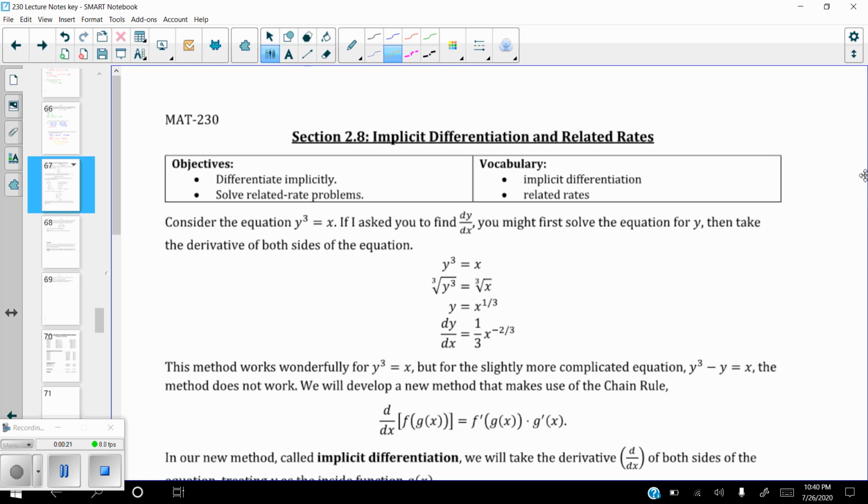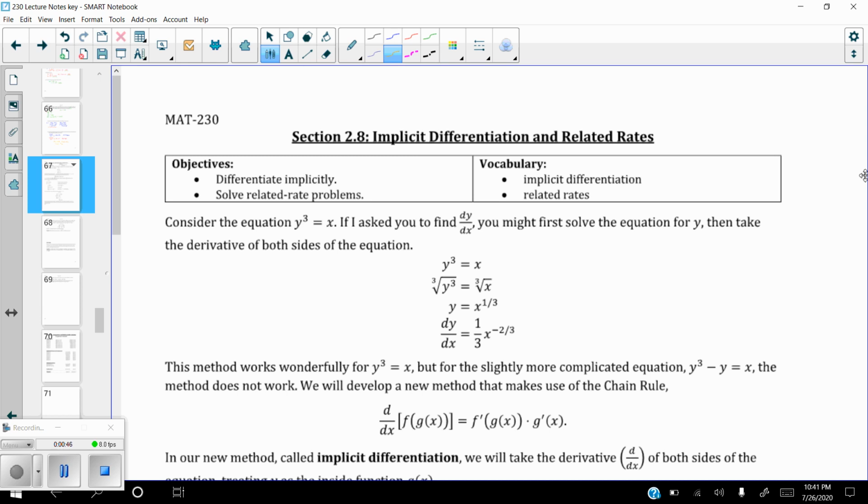Okay, so implicit differentiation, we'll get to exactly what it means, but what we've been doing is what's called explicit differentiation. So just to make sure you see that there's a difference there. What we're going to learn how to do is differentiate implicitly, and then we're going to learn how to use that to solve related rates problems. So implicit differentiation and related rates are our vocabulary.